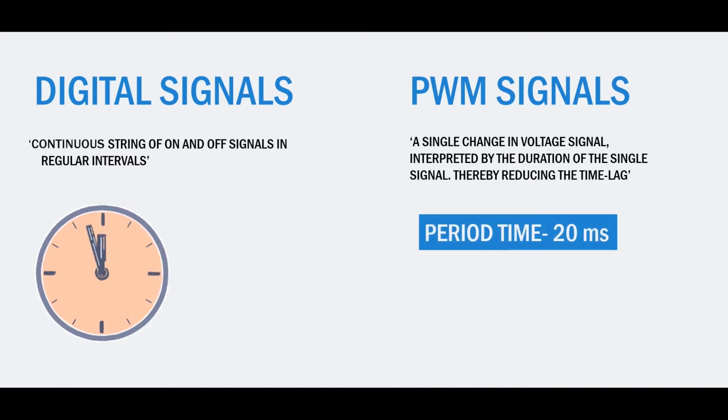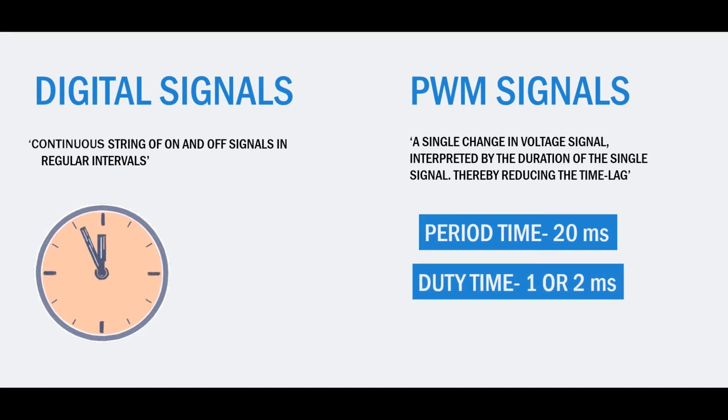These PWM signals have a period of 20 milliseconds and a duty cycle of 1 to 2 milliseconds, where 1 millisecond represents minus 90 degrees and 2 milliseconds represents plus 90 degrees. The intermediate times represent the intermediate angles, like a 1.5 millisecond signal for 0 degrees.